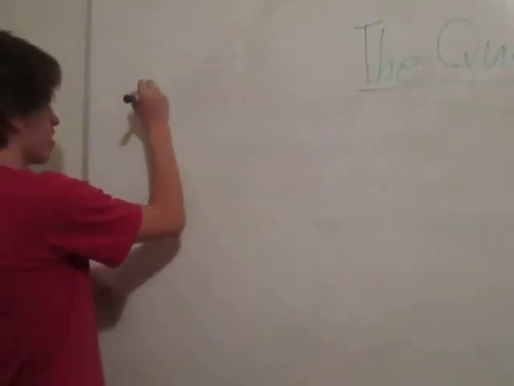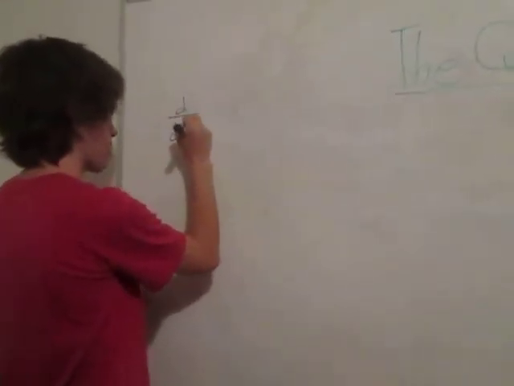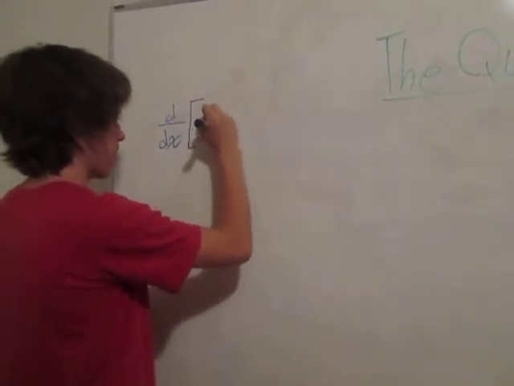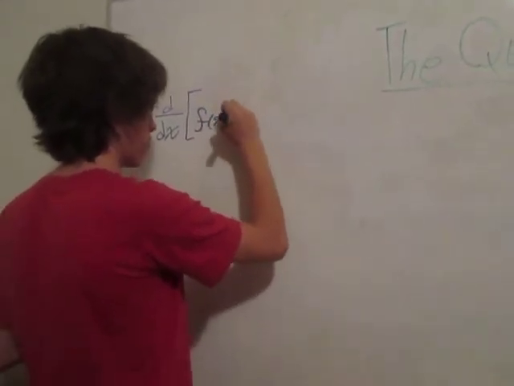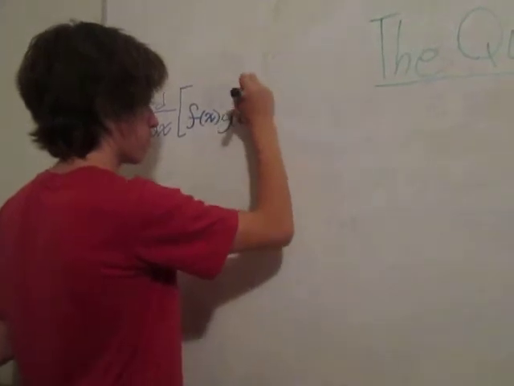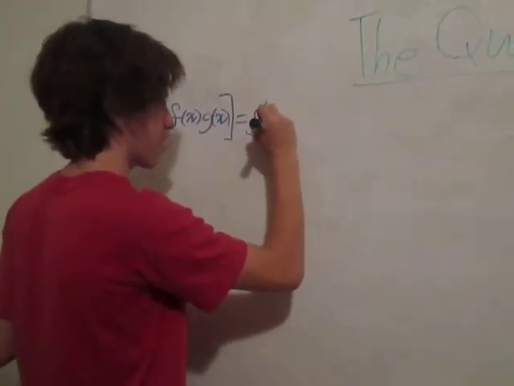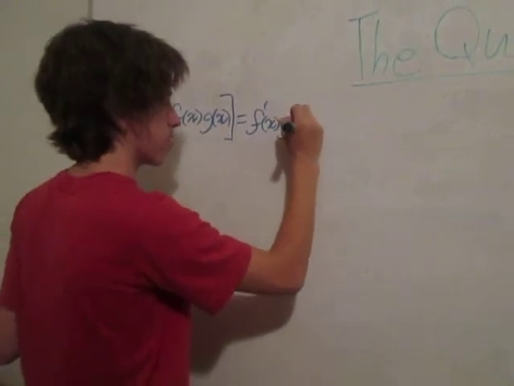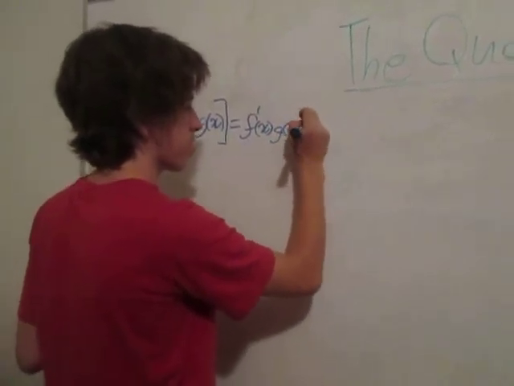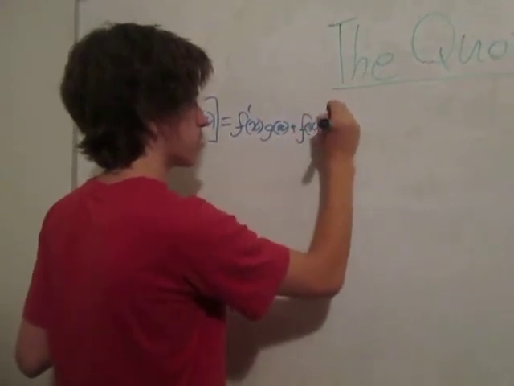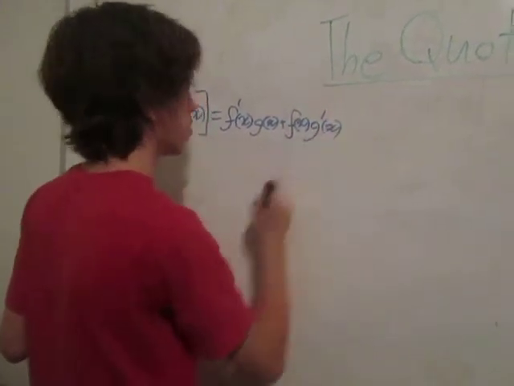Now, if you don't recall the product rule, or if you haven't watched the video, the product rule says that the derivative with respect to x of f of x times g of x is equal to the derivative of f of x, or f prime of x, times g of x, plus f of x times g prime of x.